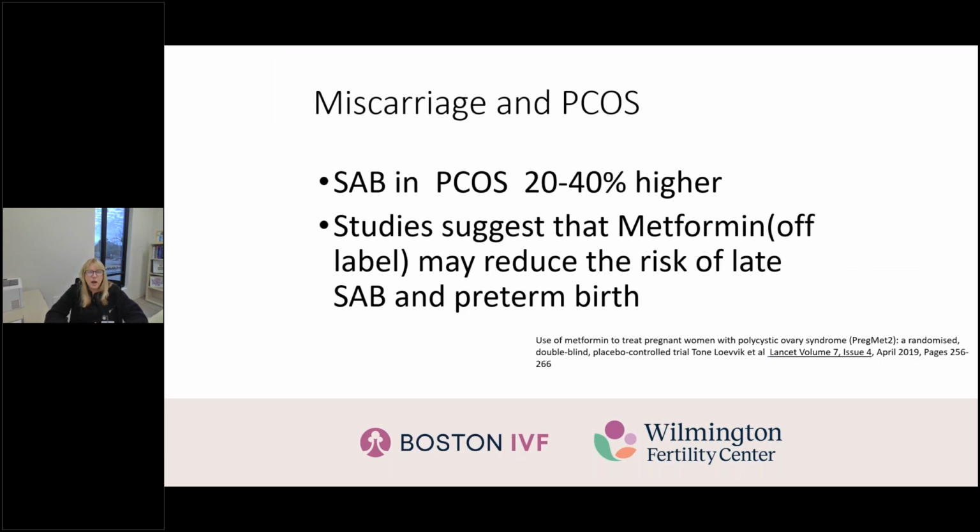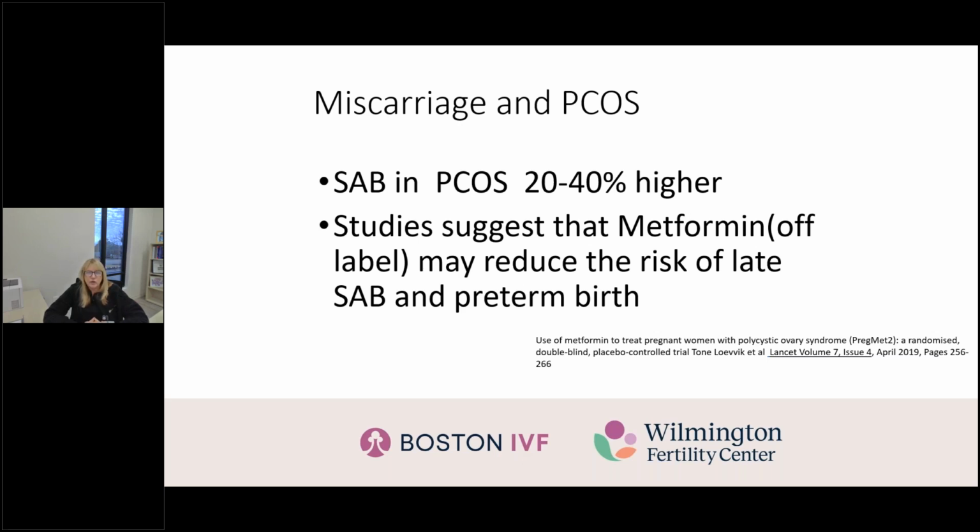So miscarriage and PCOS: the patients might have a higher risk of miscarriage. Some of this is thought to be due to the presence of hyperinsulinemia, which causes progesterone resistance. There may be factors as far as obesity and inflammation and higher rates of loss in patients with PCOS. The studies on the benefits of metformin are mainly retrospective studies, and it's been somewhat controversial.